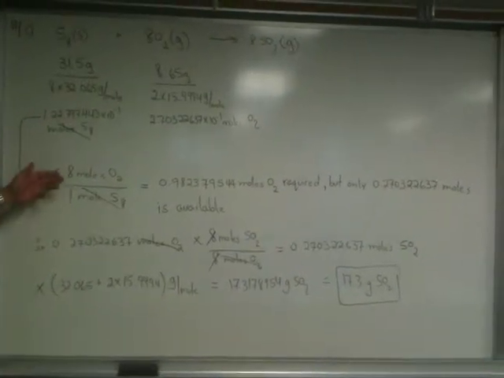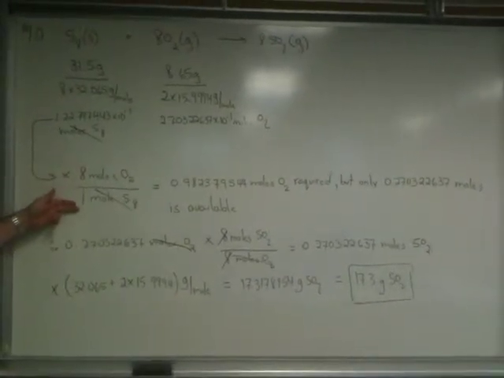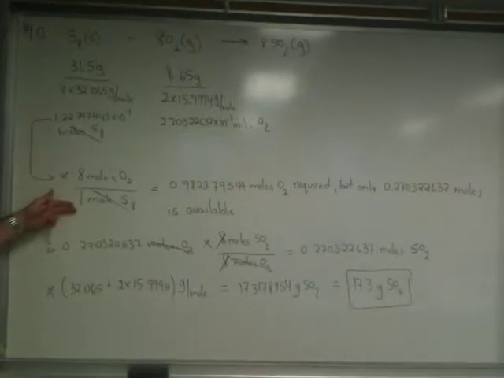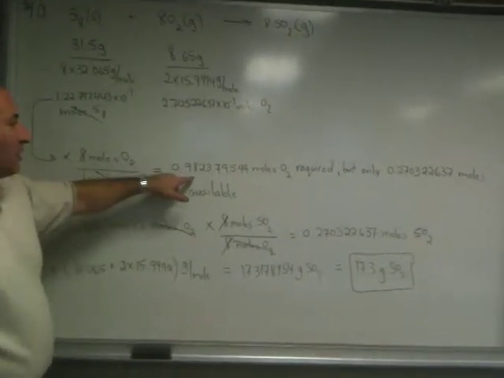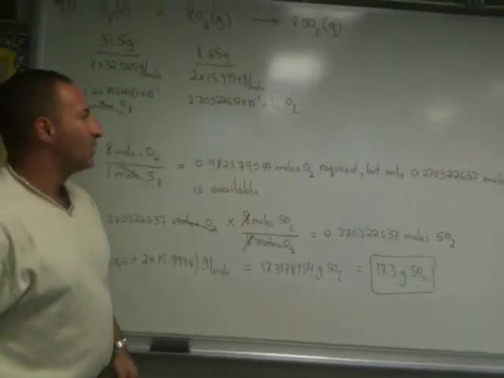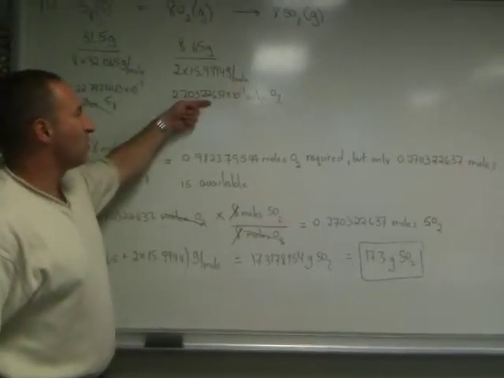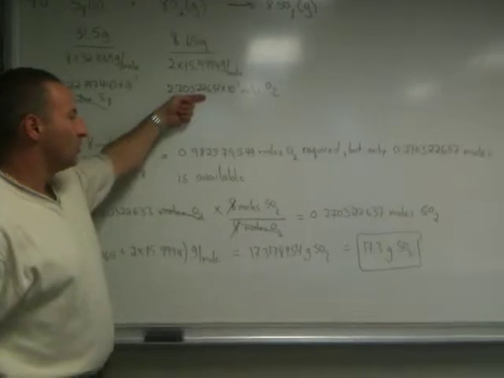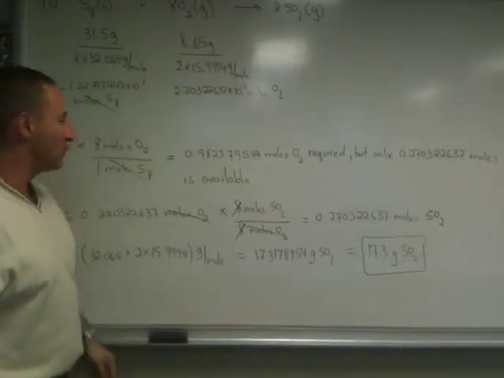So 8 moles of oxygen are used for every 1 mole of sulfur, resulting in 0.98 moles of oxygen required. But only 0.27 are available. So that tells us that oxygen is the limiting reagent.